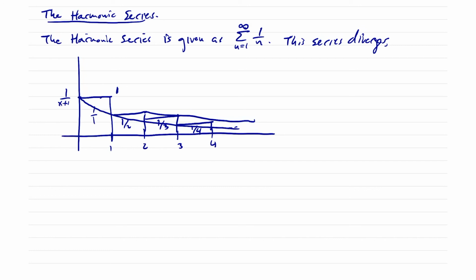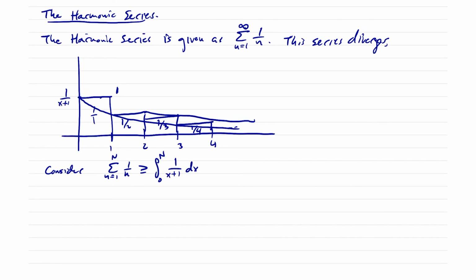So the partial sums, so consider the sum n equals 1 to capital N of 1 over n. Just visually, we see that this is going to be bigger than or equal to the integral from, say, 0 to capital N of 1 over x plus 1 dx.